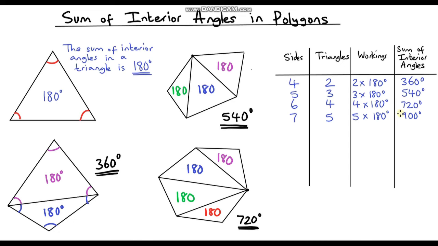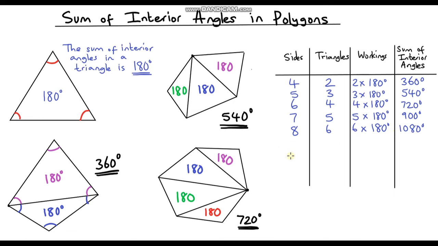Now, hopefully you're spotting a pattern here: every time we increase a side length, we increase a triangle. So, for example, if we had an octagon with 8 sides, that's going to generate 6 triangles. To calculate the sum of the interior angles, it's going to be 6 times 180 degrees, and that is going to give us 1080 degrees.